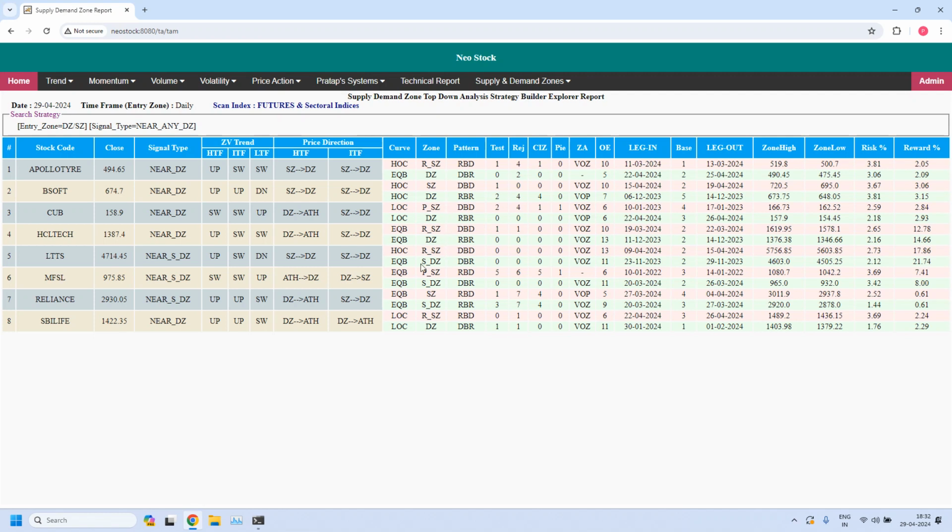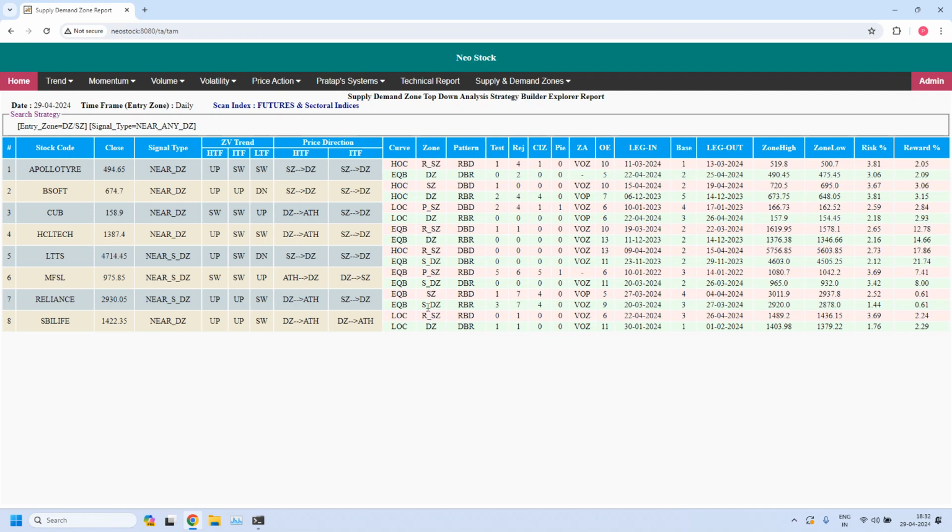This is the high liquidity demand zone, LTTS, L&T Technology Services. This is a fresh zone. So you need to fine tune this zone, check the quality of the zone. And if you find the fine tuned 5 minute zone, you can plan the trade. Next one, MFSL, Max Financial Services. This is also a high liquidity zone, a fresh zone. So you have to check the quality of the zone, fine tune the zone.